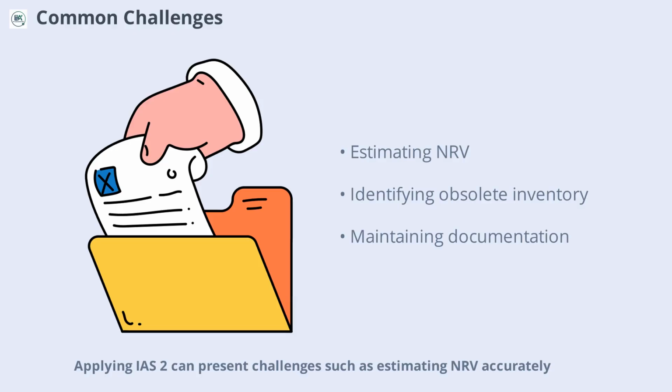Applying IAS 2 can present challenges, such as estimating NRV accurately, identifying obsolete inventory, and documenting the reasons for write-downs or reversals. Companies must use sound judgment and maintain thorough records to support their decisions. Regular training and clear internal policies can help ensure consistent application of the standard across the organization.